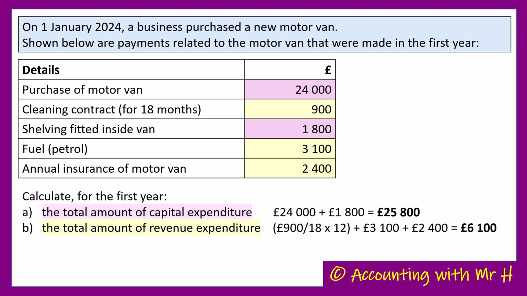One little sneaky thing that happened here, it asked us to calculate these figures for the first year, and the cleaning contract, it said, was £900 for 18 months. So therefore, I only wanted 12 of those 18 months, and you can see my working there. So we needed to adjust it, which would have just given us £600 for cleaning related to the first year. So that's, again, quite a common type of thing they do in questions in the exam paper. So watch out for these sneaky little things where the time period in the information isn't necessarily the time period that's being asked for in the question.